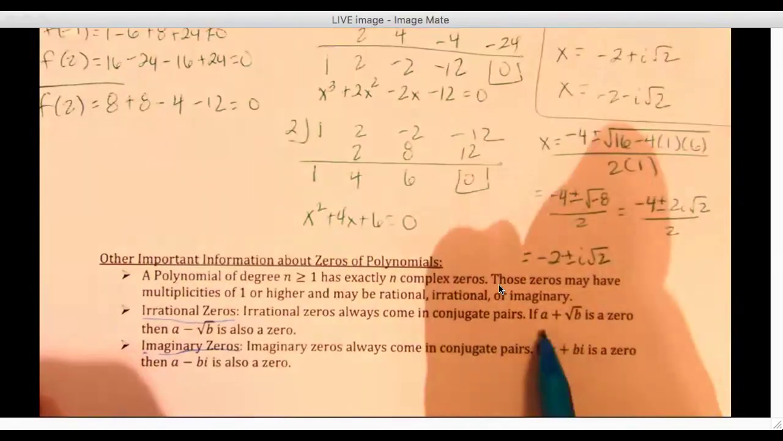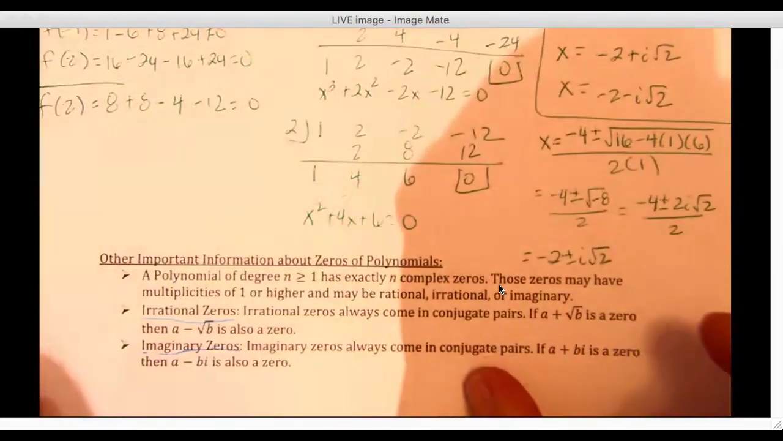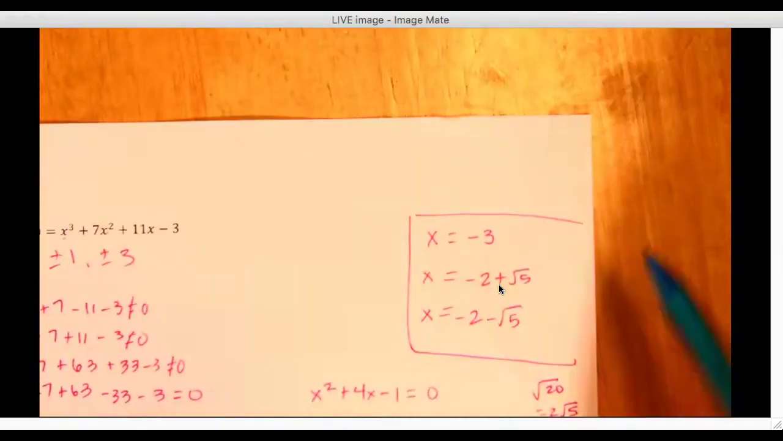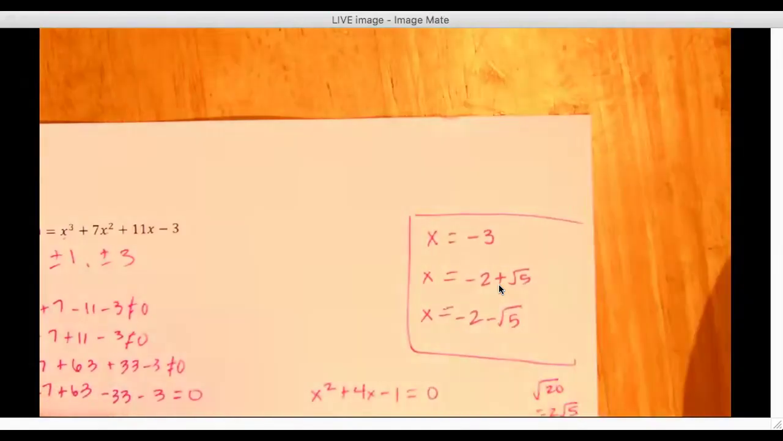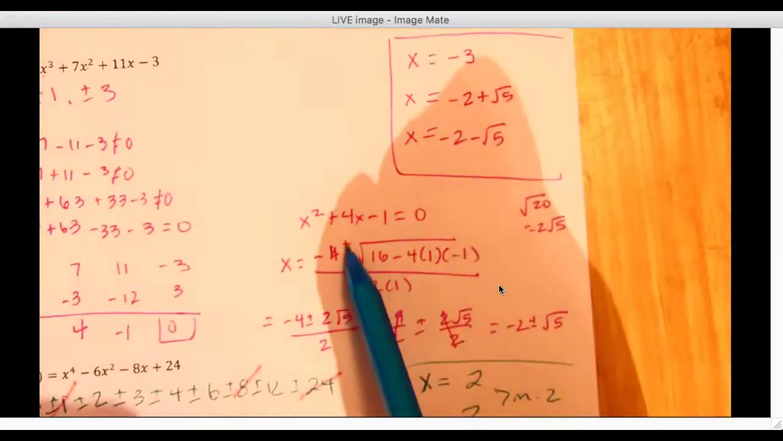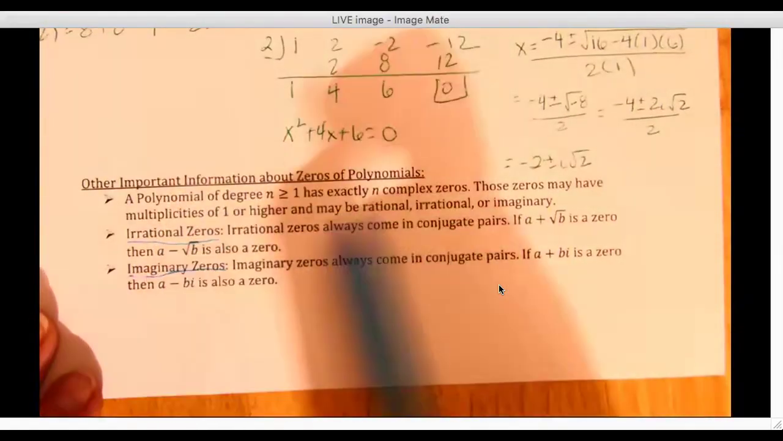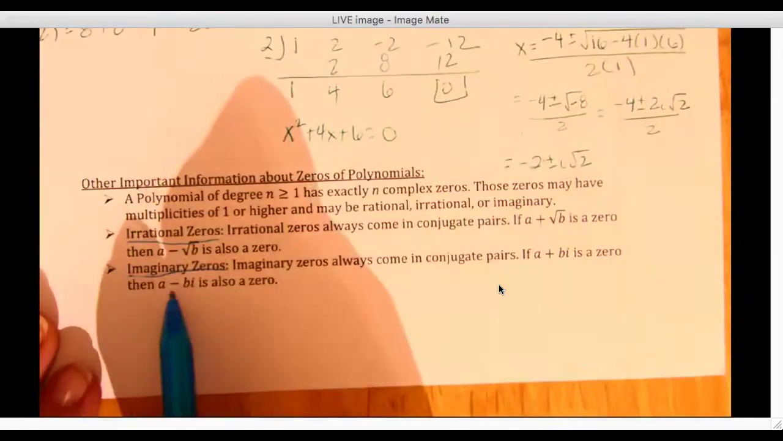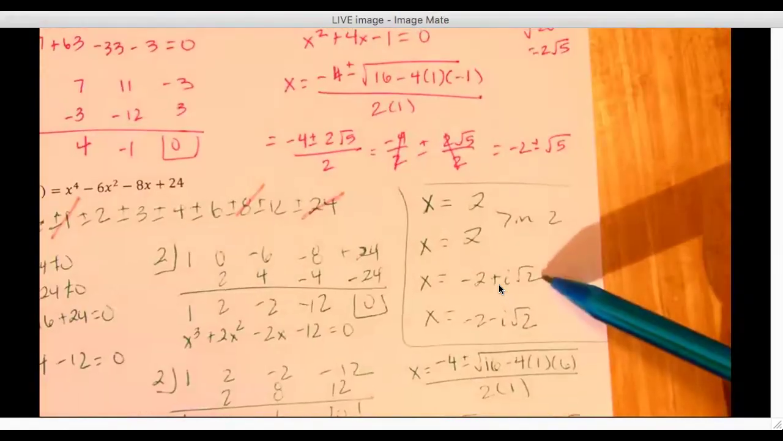So if you have a plus the square root of b, you also have a minus the square root of b. And we saw that in the previous example. We had -2 plus root 5, -2 minus root 5. That's because of the quadratic formula and that plus or minus sign. For the same reason, the same is true with imaginary zeros. They always come in pairs. If we have a plus bi, we also have a minus bi as a zero. You can't just have one imaginary or one irrational root.